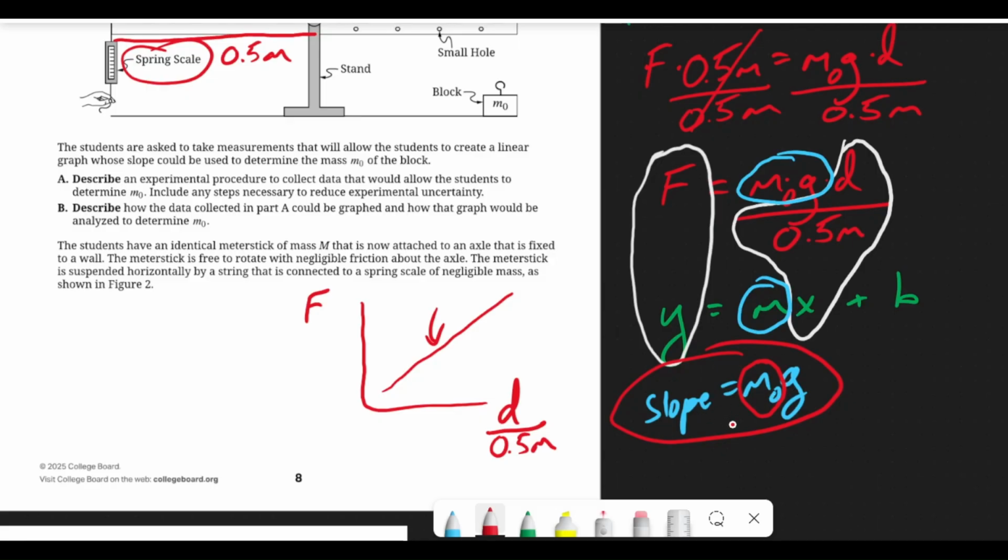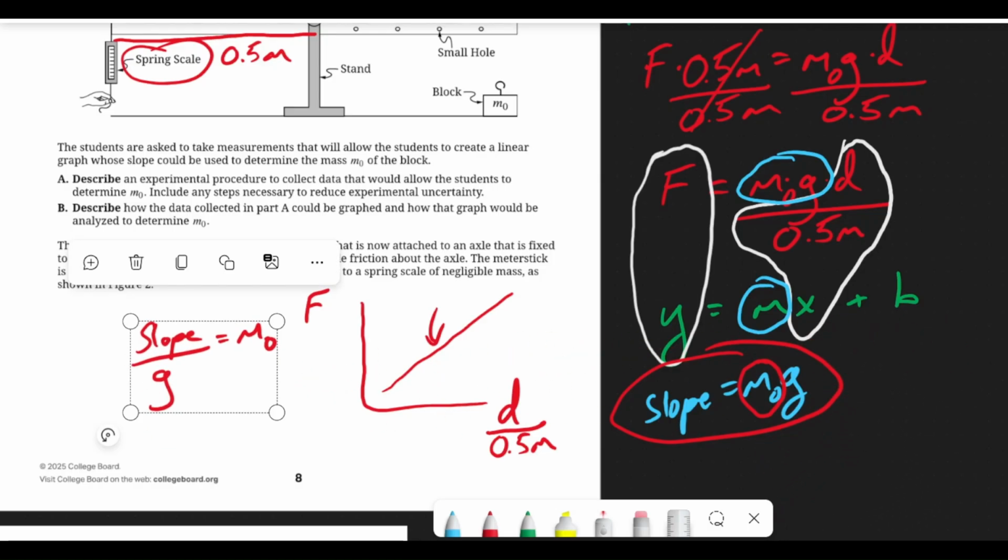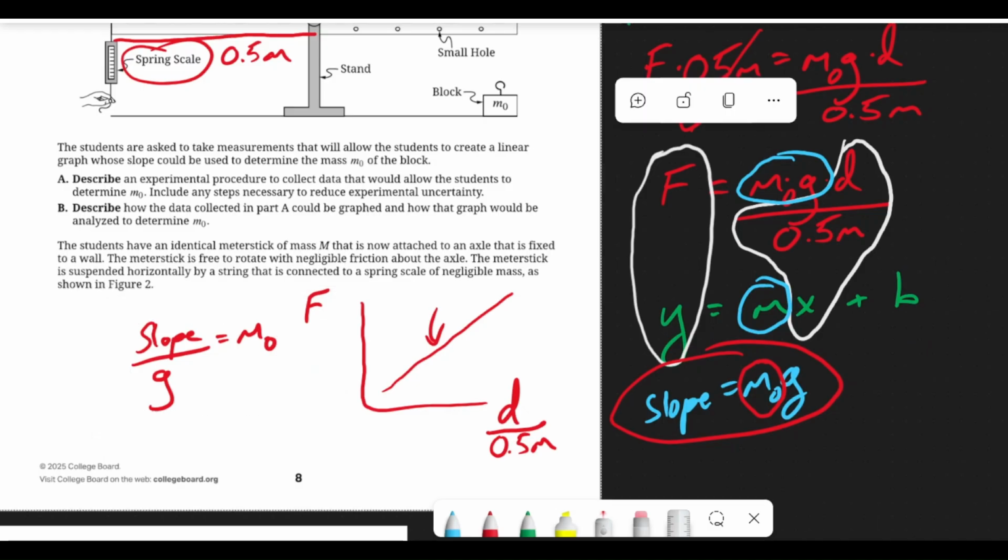So how do I get m0? Well, I'm going to divide my slope by g, and that will give me the mass that I'm looking for. So my slope divided by g is going to be m0. Let me just move that over in case people can't see that. My mass can be found using that right there.